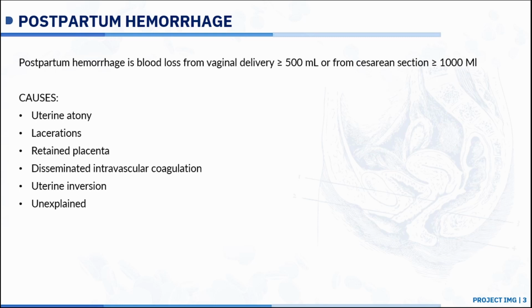Postpartum hemorrhage is blood loss from vaginal delivery of greater than or equal to 500 milliliters, or from cesarean sections of greater than or equal to 1000. The causes are uterine atony, lacerations, retained placenta, disseminated intravascular coagulation, uterine inversion, and unexplained.